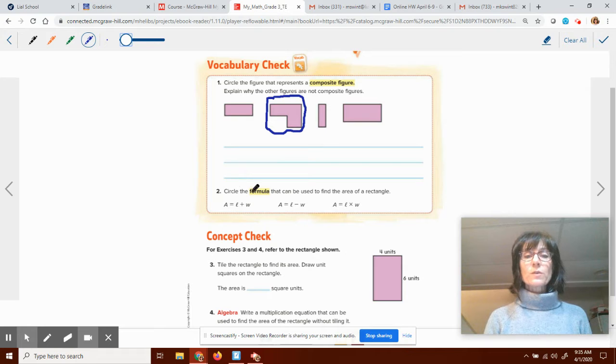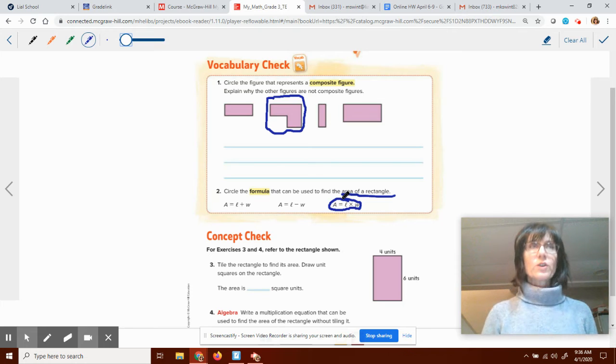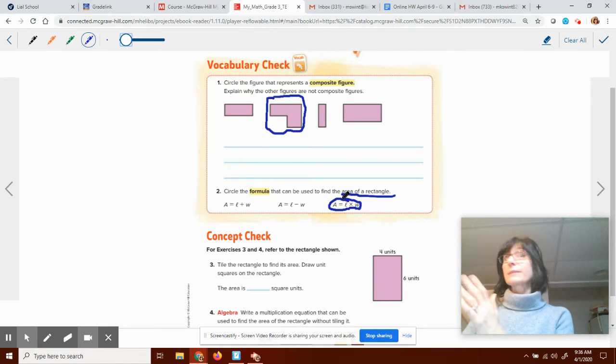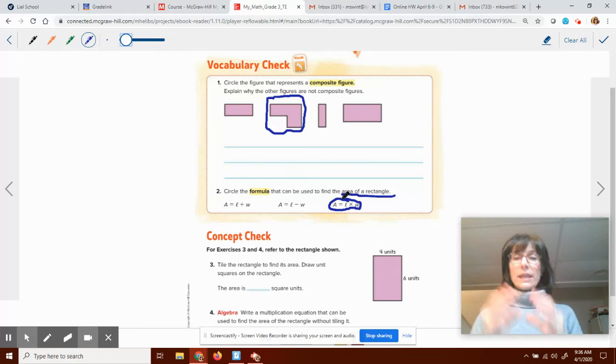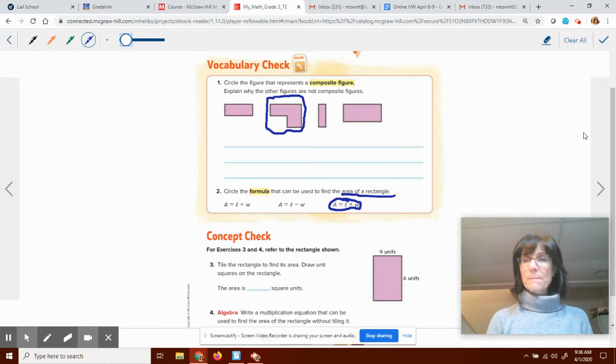Number 2 is circle the formula that can be used to find the area of a rectangle. We remember formulas are very important in math, and a formula for area is simply, right here, length times width. Just as a refresher, perimeter was the formula where it was side plus side plus side plus side plus side plus side, however many sides. Area, though, is length times width.